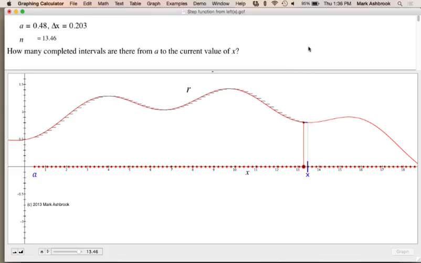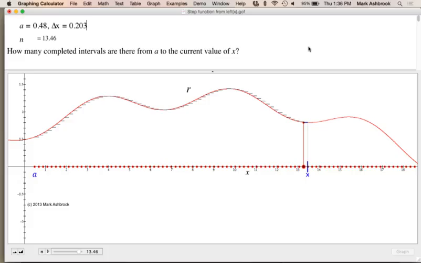Okay, so we left off. We're building this one rule accumulation function, and there are lots of pieces to that. We're looking at the different pieces, and ultimately you're going to put it all together to write that function. But this was an important piece: the number of completed intervals from a, our starting point, to the current value of x.